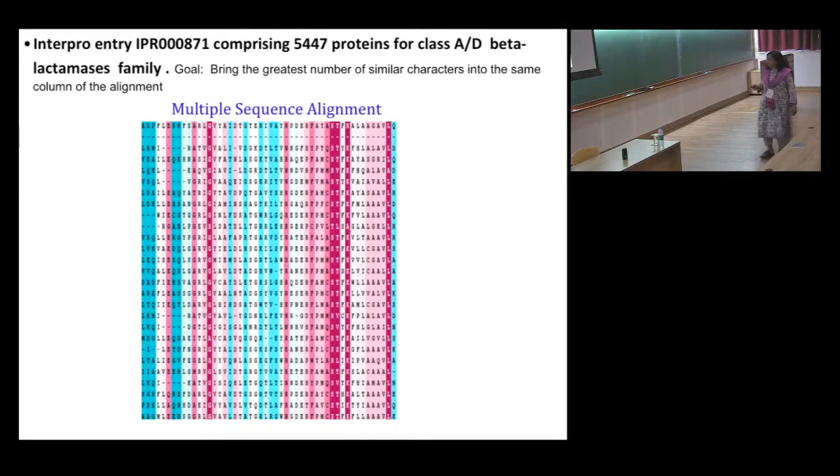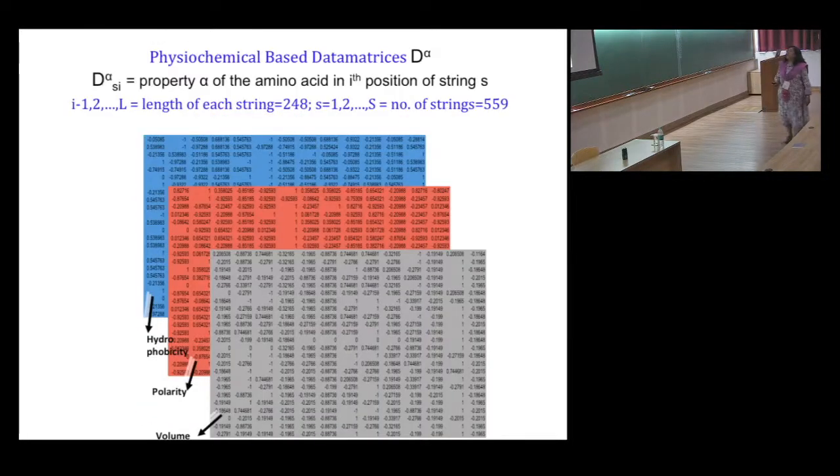So what we do is actually at each point of the amino acid, we put the property in, for instance, the hydrophobicity property, and make a data matrix of size length 248, and number of strings 559. And we do it for many properties, polarity, volume, etc.